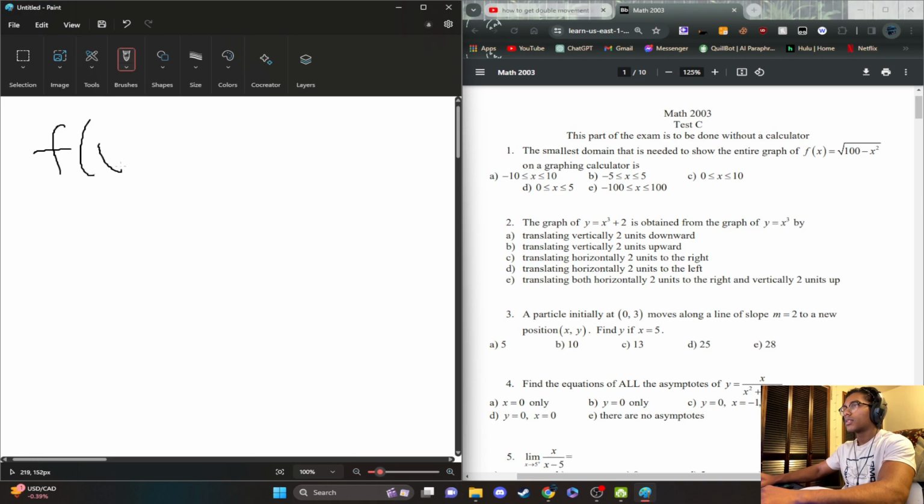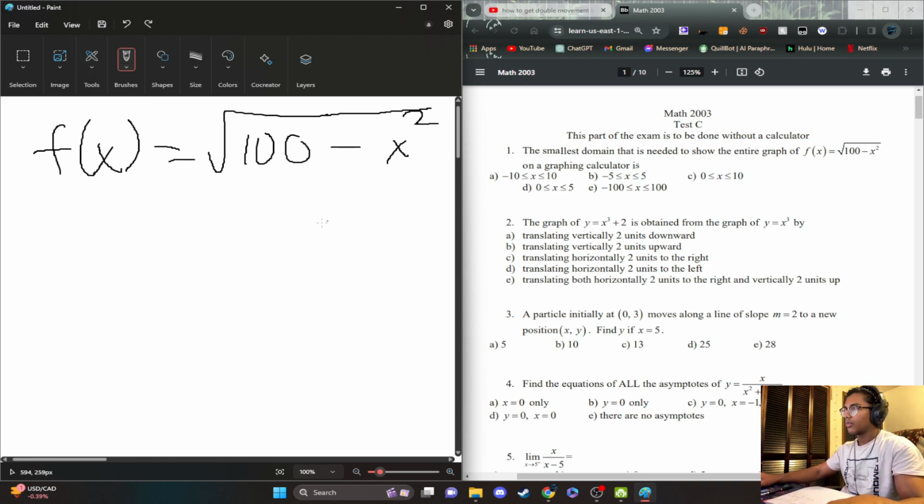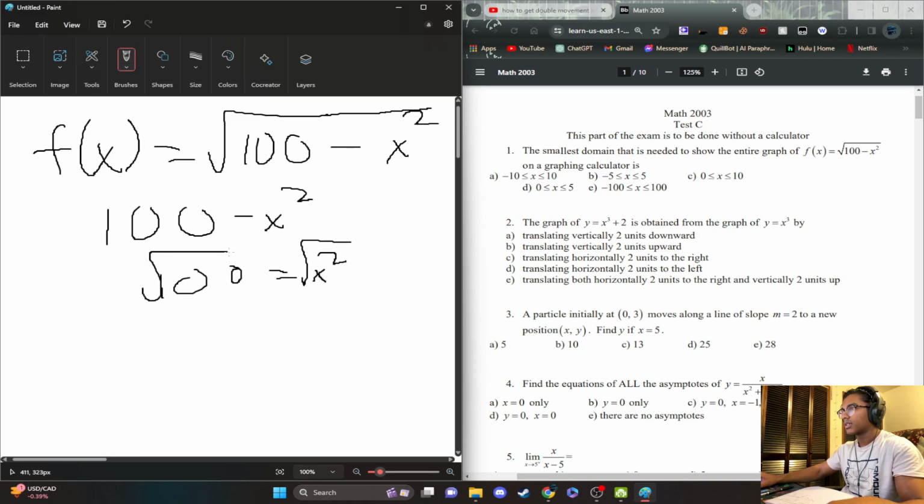So f of x equals 100 minus x squared. Now this would be an entire graph once you set them equal to each other. So x squared, and now you solve it. So it'll be 10. Oh, sorry. 100 equals x squared. And you square both sides.